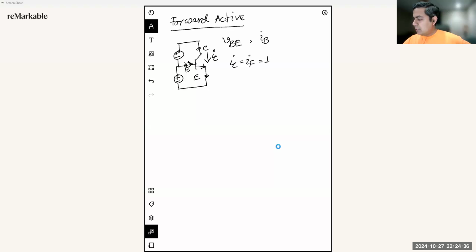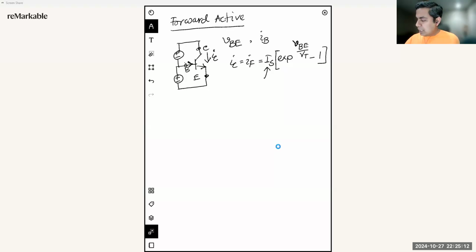The equation we can write is similar to the diode equation, IS times e to the power VBE by VT minus 1. As you all know, IS is the saturation current, VBE is the base emitter voltage, and VT is the thermal voltage. It is exactly the diode equation that we have previously discussed and studied in the diode labs.